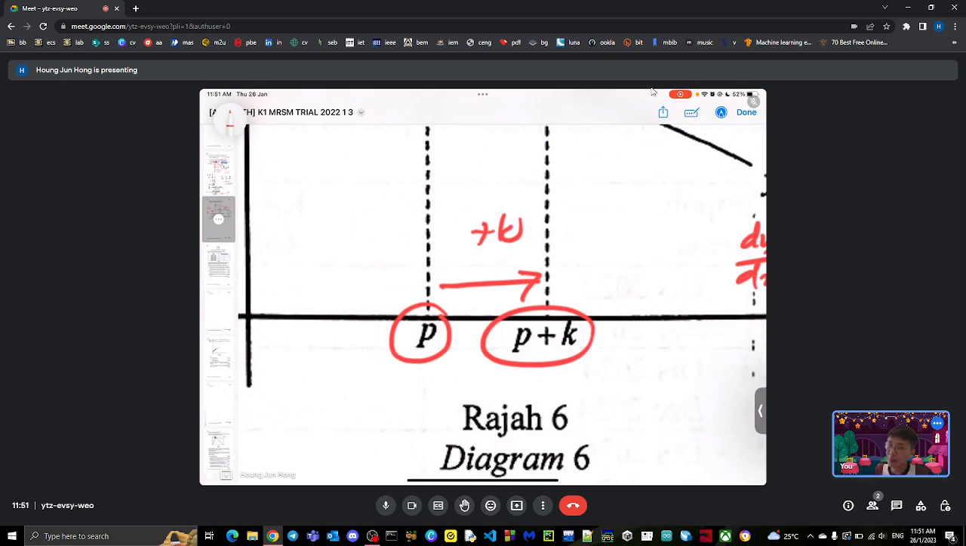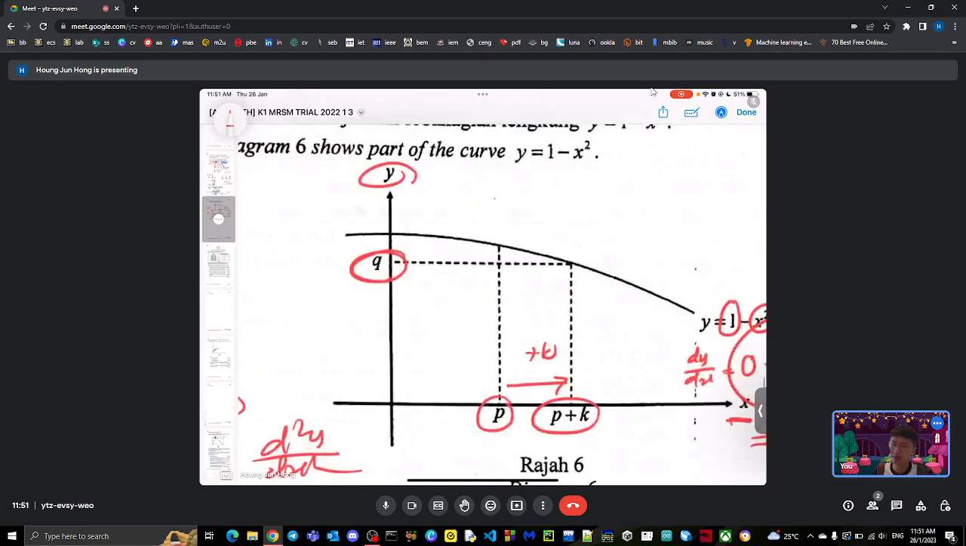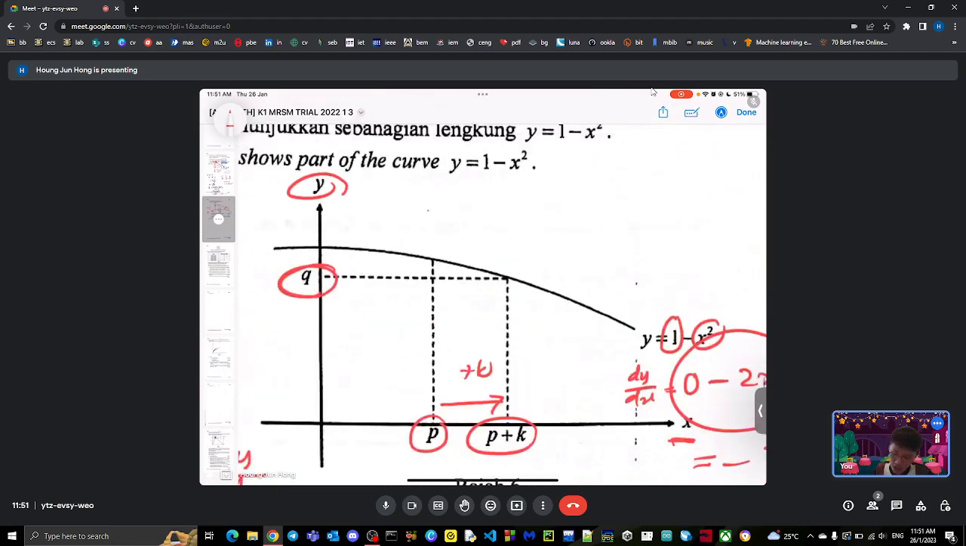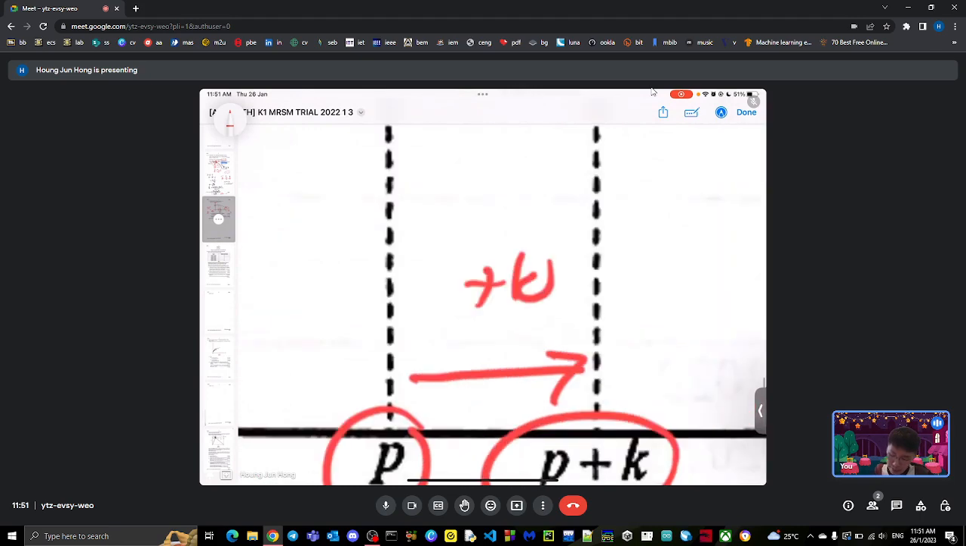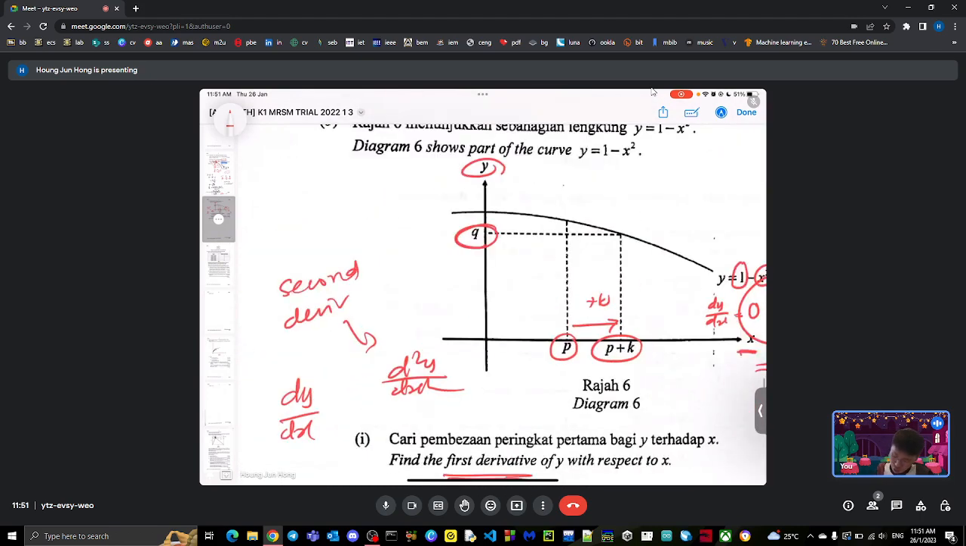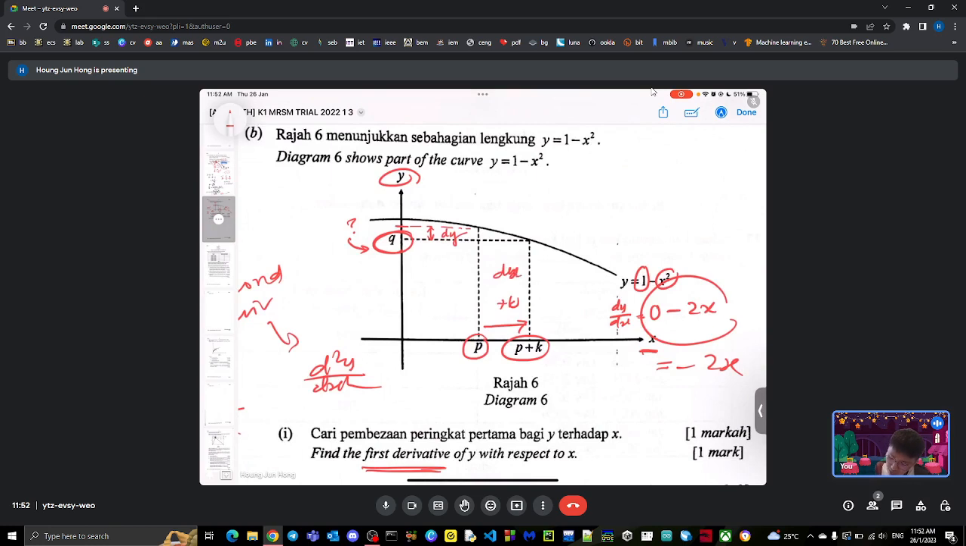So after this approximate change, your value of x changes, definitely your value of y would also change because it's equation related. So when your x changes from p to p plus k, your y should also be changing from something to something. So from this unknown to q, and there's a difference here. This is called your delta y. Okay, yep. So this is delta x, this is delta y.